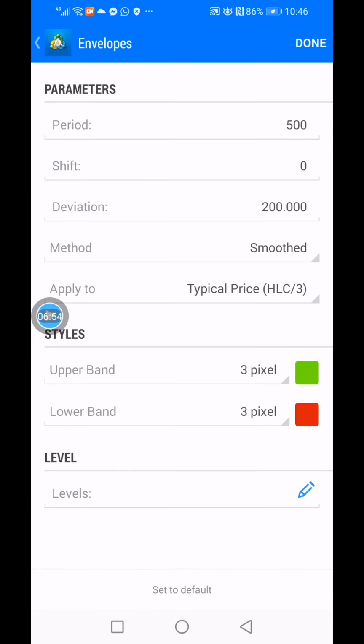Then I have my envelope. My envelope is 500, 0, shift is 0, deviation is 200, method is smooth, apply to typical price, upper band is green and lower band is red.